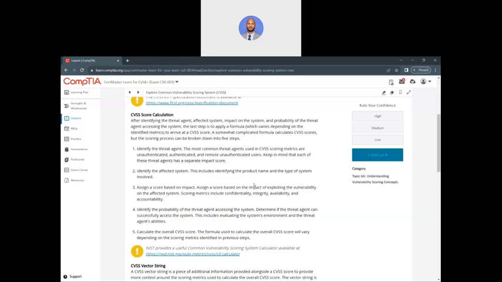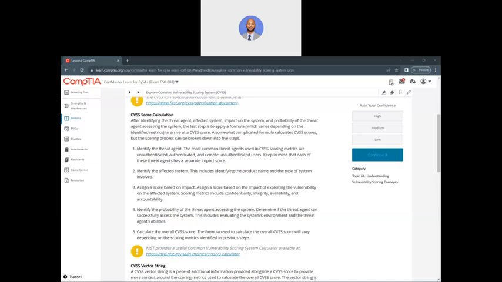The process they would go through is to first identify the threat agent. Most common threat agents used in CVSS scoring metrics are unauthenticated, authenticated, and remote authenticated users. So you think about where they're actually coming from: inside the network, outside the network, or from somewhere else, not even on the same plane as the organization being attacked. Authenticated users can still be physically within the organization, but they just don't have the access required to do a certain attack.